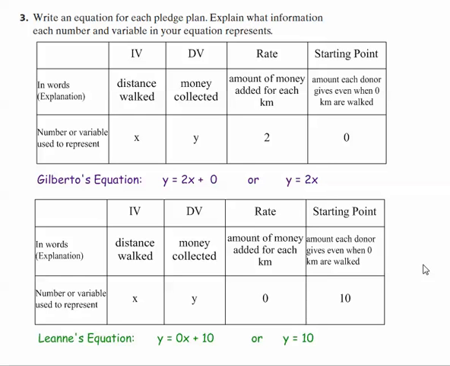You may have chosen to use D for your independent variable and M for your dependent, in which case you would have M equals 2D, and that is fine. It's the same equation, just different variables. Now Leanne's equation was a little bit different. I still used X for the independent variable and Y for the dependent variable. But as far as the rate goes, they didn't give her any extra money per kilometer. So that would be 0 for us, nothing extra. However, they started off by giving her $10. So our equation for Leanne looks like Y equals 0 times the distance walked plus the $10 up front. Now because 0 times any number is 0, sometimes you'll see mathematicians simplify that equation to Y equals 10.